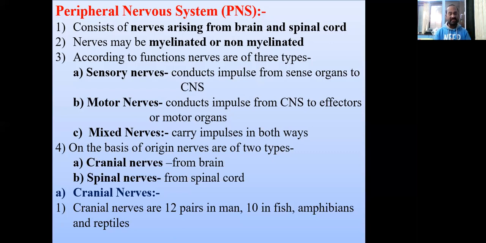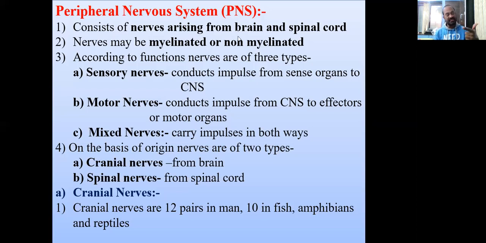Now these cranial nerves are unique in their nature. They are important for your NEET exam. How many of them are there? As far as fish, amphibians and reptiles are concerned, they will have 10 pairs arising from the brain. And in case of mammals, in case of human beings, there are 12 pairs in occurrence. So it is to be remembered.